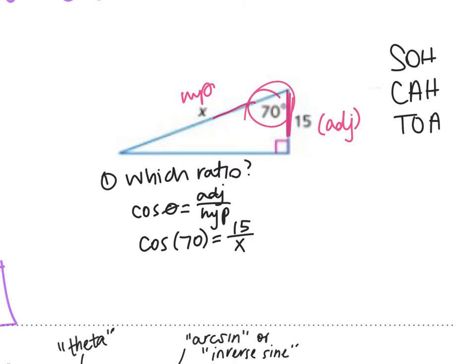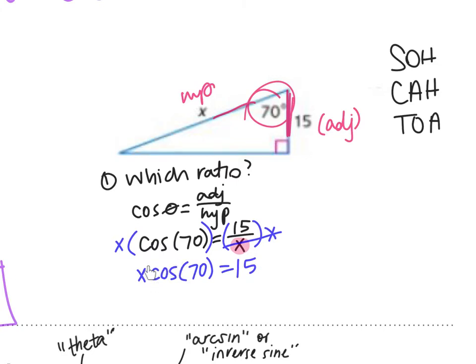Thinking back to our goal of why we're solving, we need to get this missing variable. We need to figure out what our variable is. So in order to do that, we have to isolate it, get it by itself. I'm going to multiply both sides by x so that I can get rid of my denominator. So now we have x times the cosine of 70 equals 15, right?